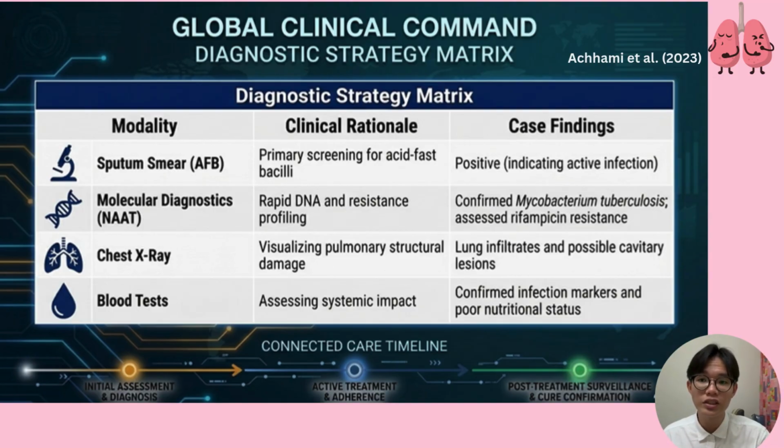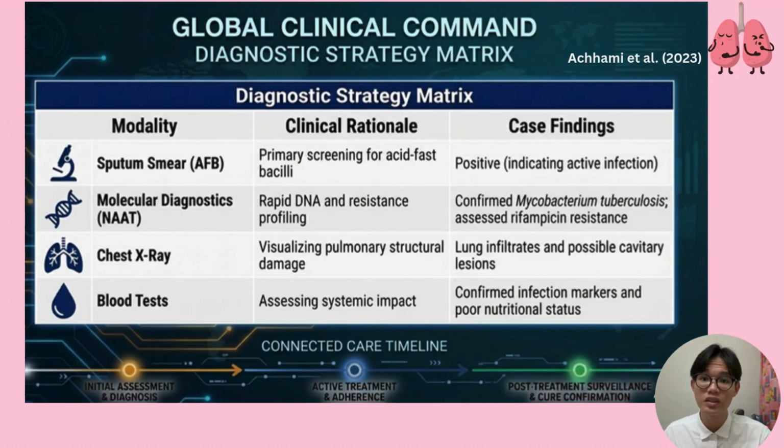Additionally, these investigations include the chest X-ray and the blood test. The chest X-ray revealed lung infiltrates and possible cavitary lesions, which indicate tuberculosis. Meanwhile, the blood test showed evidence of infection and poor nutritional status, for example, a raised level of leukocytes. Overall, these findings confirmed active pulmonary tuberculosis and also emphasize the importance of rapid and accurate diagnosis.